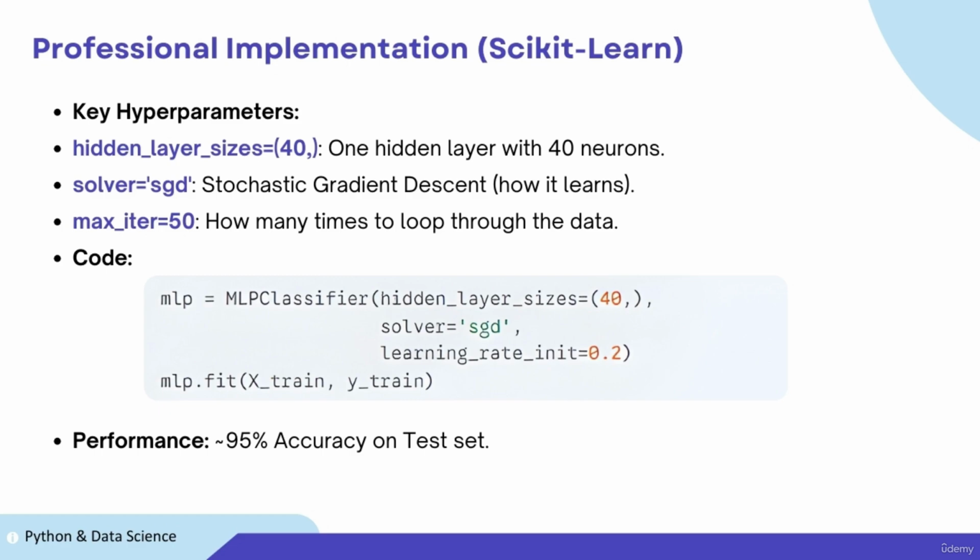Look how simple the code becomes. We define the architecture in one line. We initialize MLP classifier. We set hidden layer sizes to 40, asking for one hidden layer with 40 neurons. We set the solver to SGD, which stands for stochastic gradient descent. Then we simply call .fit. The library handles all the complex backpropagation math for us, achieving approximately 95% accuracy on the test set.